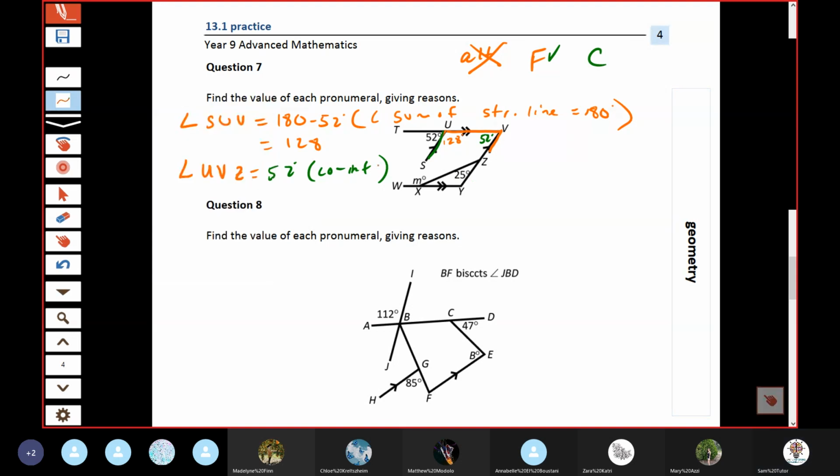Then, could we do VZX? VZX. Ooh, now that is what you want to avoid. You have to give me a reason. Oh, straight line. You're talking about 180 minus 25, right? Yeah, okay, sure, let's do it. Let's write it, because as I keep saying, you might do it in your exam. VZX equals 180 minus 25, which is 155.